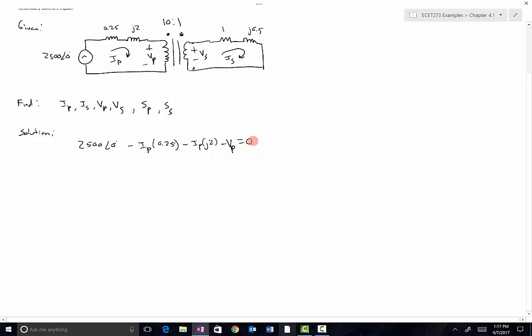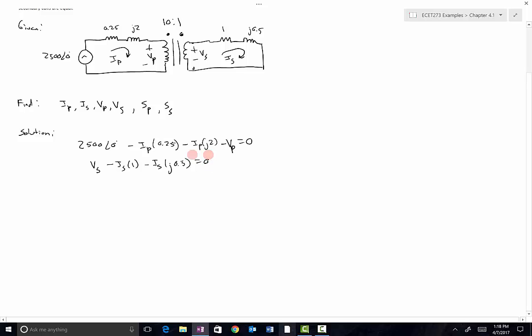So that's one equation. Now I want to repeat the KVL analysis for the secondary side. If I choose a loop reference direction of clockwise here, I've got a voltage rise across the secondary, so Vs is positive. And then current enters these terminals here, so these are voltage drops. So that's minus the secondary current times 1 ohm minus the secondary current times j0.5 ohms.